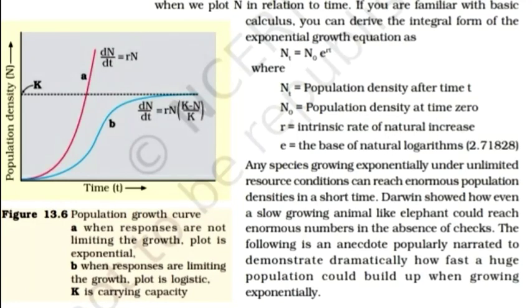Any species growing exponentially under unlimited resource conditions can reach enormous population density in a short time. Darwin showed how even a slow growing animal like the elephant could reach enormous numbers in the absence of check. The following is an anecdote popularly narrated to demonstrate dramatically how fast a huge population could build up when growing exponentially.